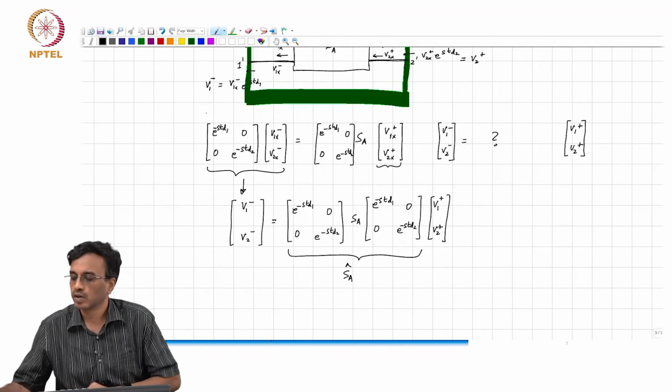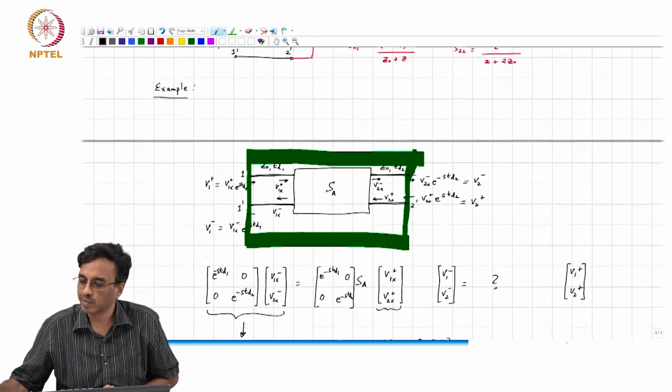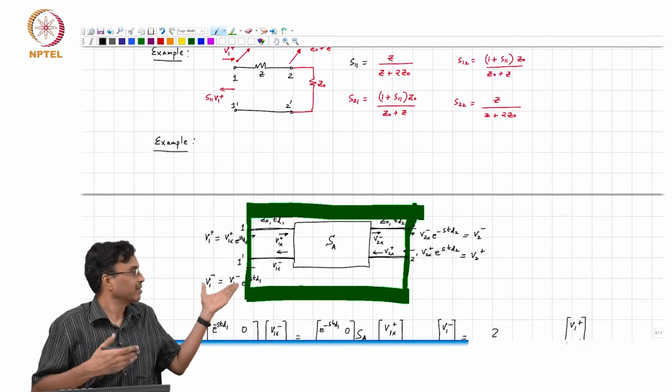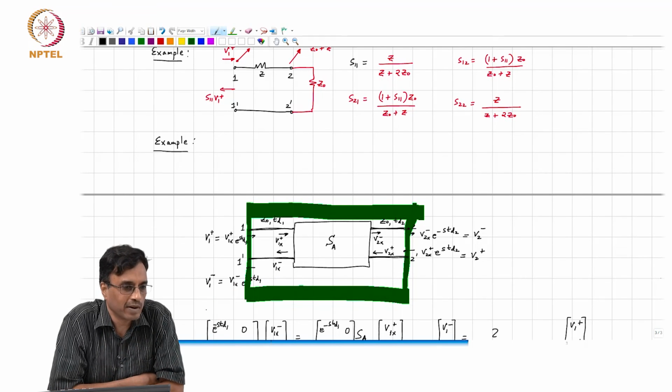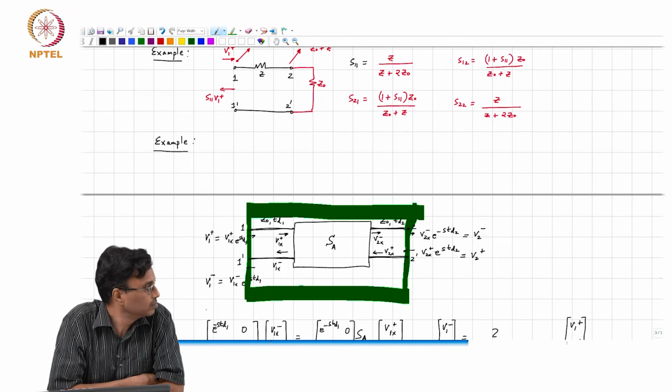So, anyway, to find the S parameters, as you can see, it's a little bit of algebra, just like finding Y parameters or Z parameters, it takes some work, right, but you should get used to it simply by practice. Okay.